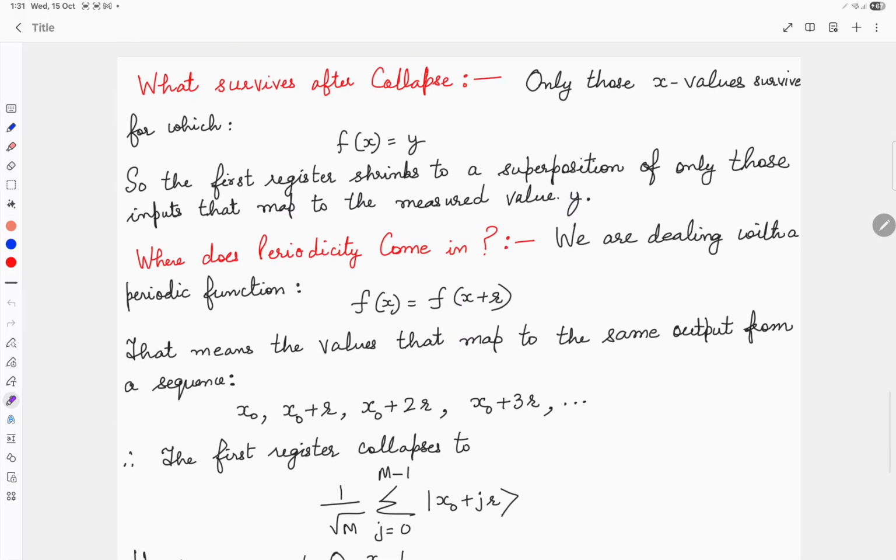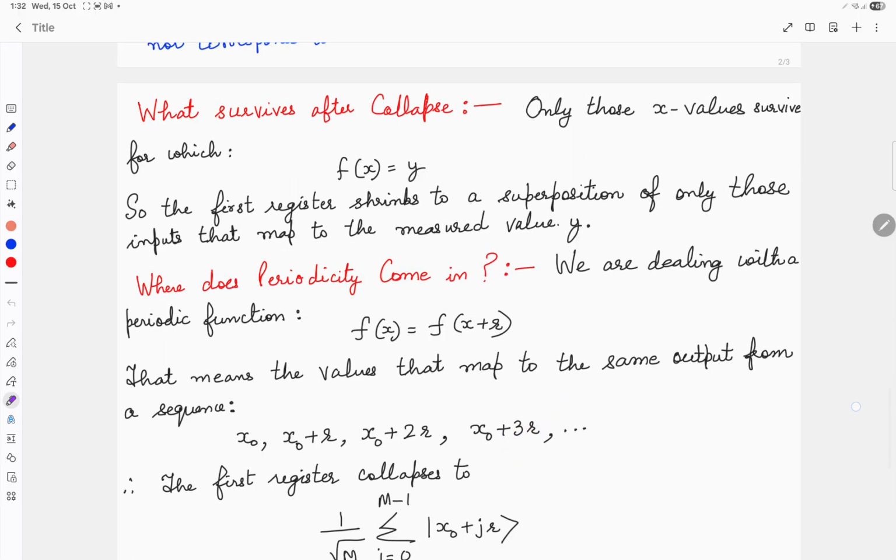So this is the moot question: where does periodicity come in? We are dealing with a periodic function. That means the values that map to the same output come from a sequence x0, x0 plus r, x0 plus 2r, x0 plus 3r.